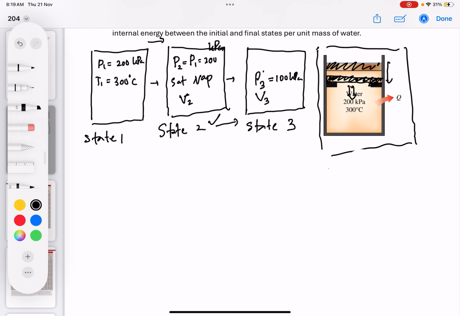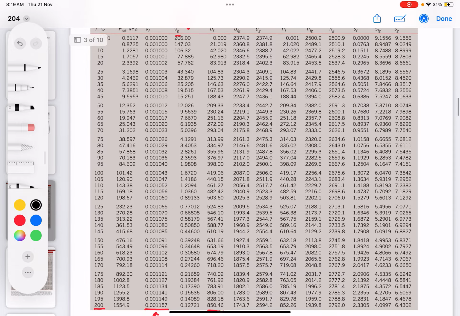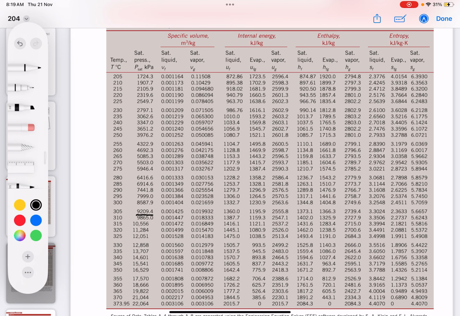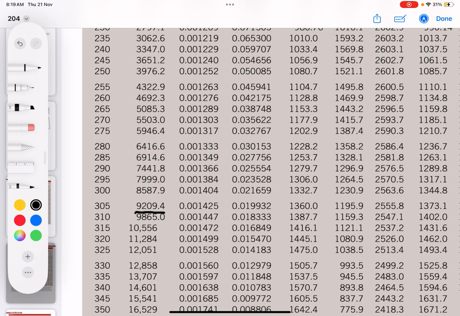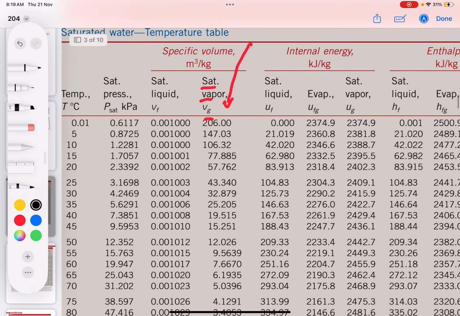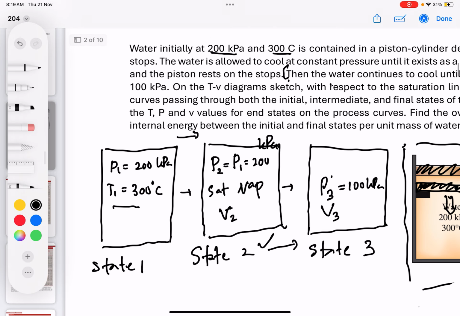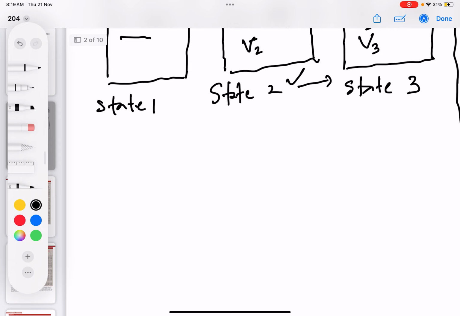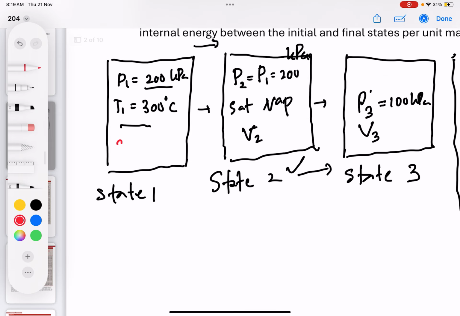Now I'm going to sketch the diagrams. First, I have to rectify the condition. Here they give me a temperature of 300 degrees Celsius. By checking the saturation table at 300 degrees Celsius, I should note that the saturation pressure should be 8,588 kilopascal for saturated liquid-vapor. But my pressure here is only 200. Therefore, I can say that my state 1 here is superheated.